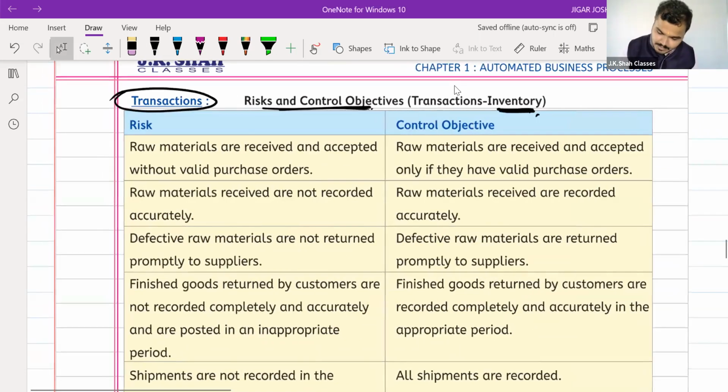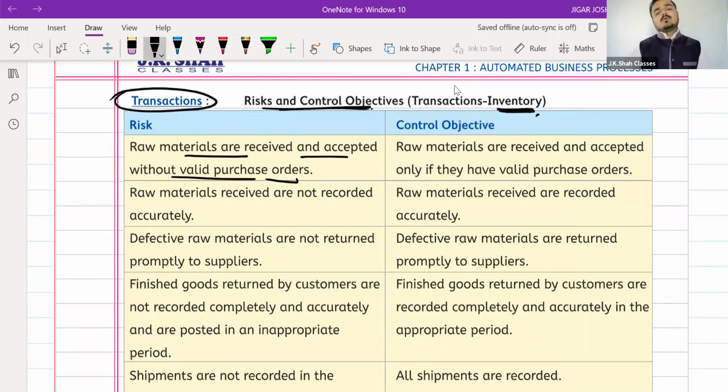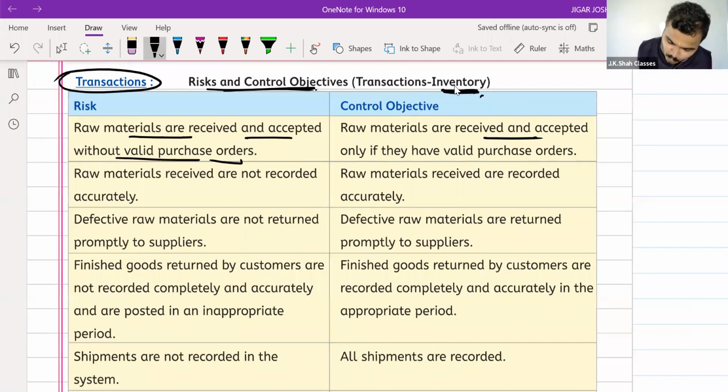Number one: raw materials that were purchased and accepted without a valid purchase order. It would be a disaster. The store department should not accept any raw material unless they have notice of a purchase order. If anybody can supply anything and my store department keeps storing all those goods, it would be a disaster. So raw material should be allowed in the store only when we have a valid purchase order. Say this: raw material received and accepted only if they have a valid purchase order.